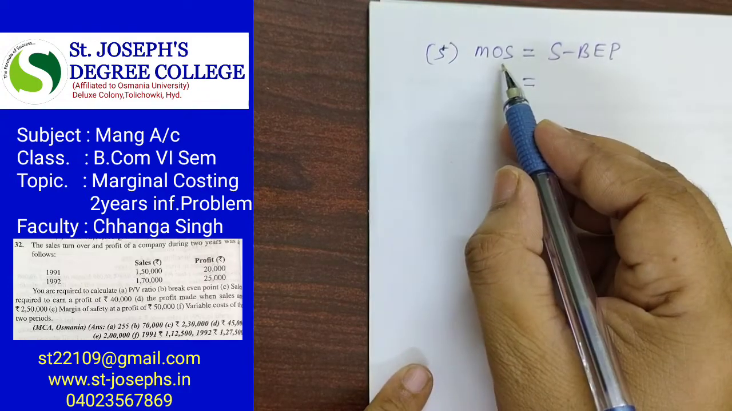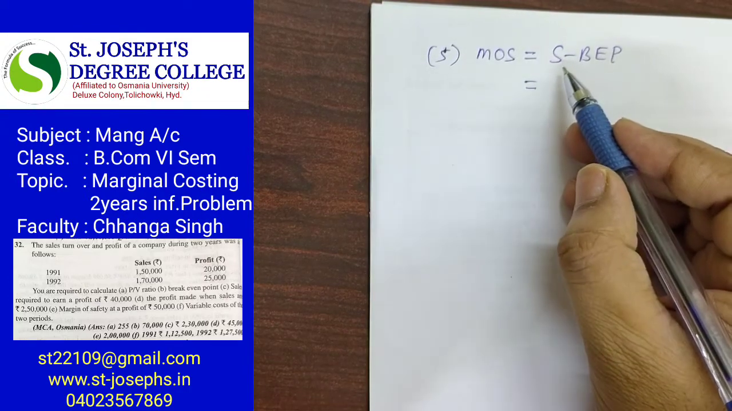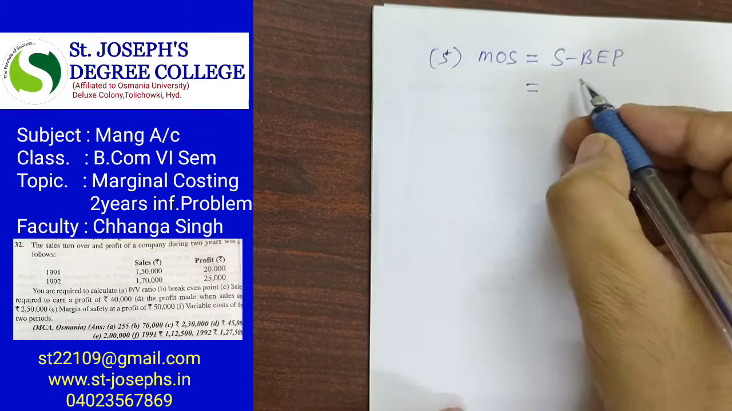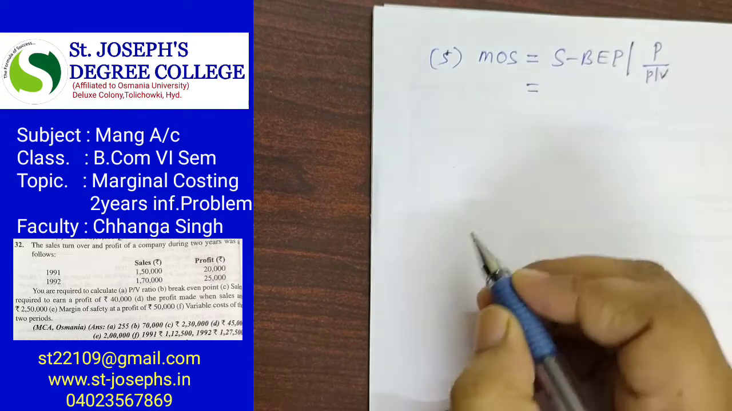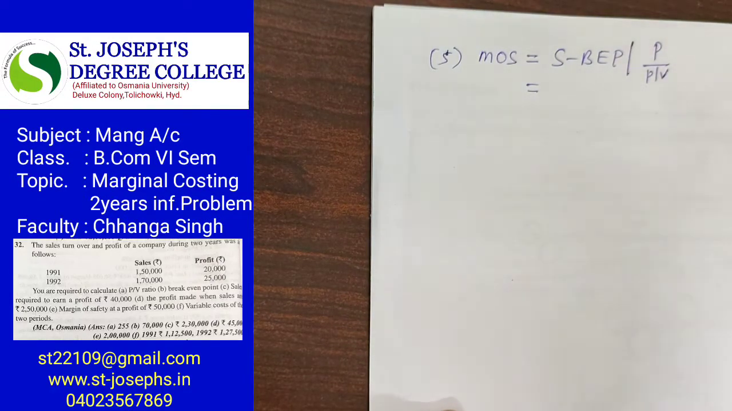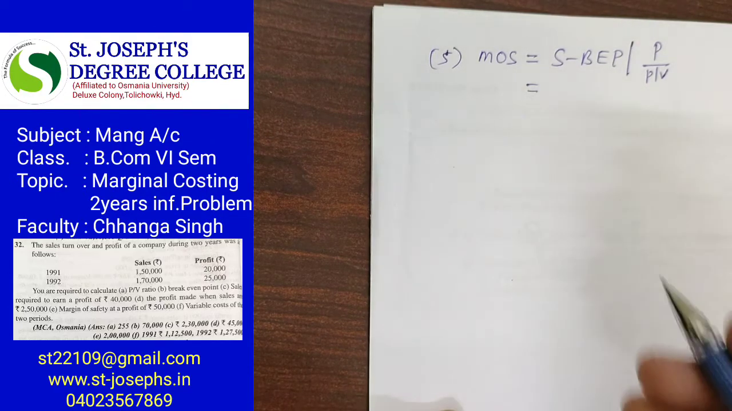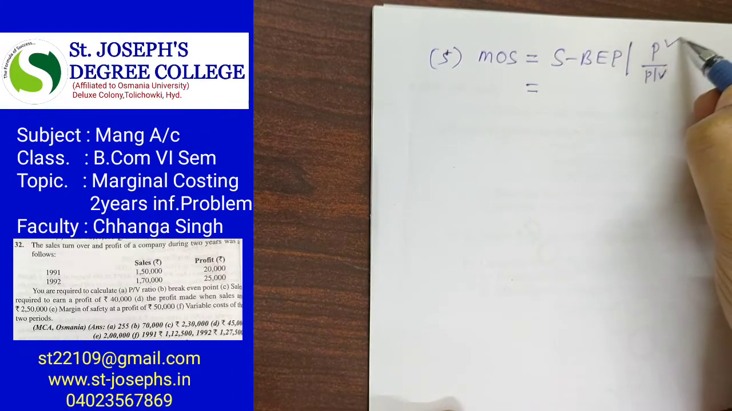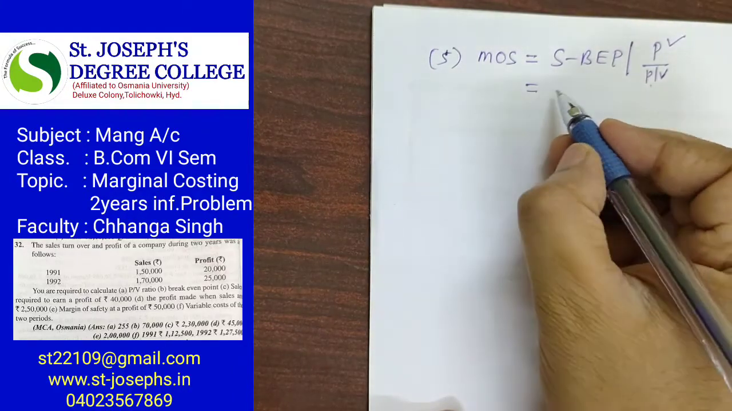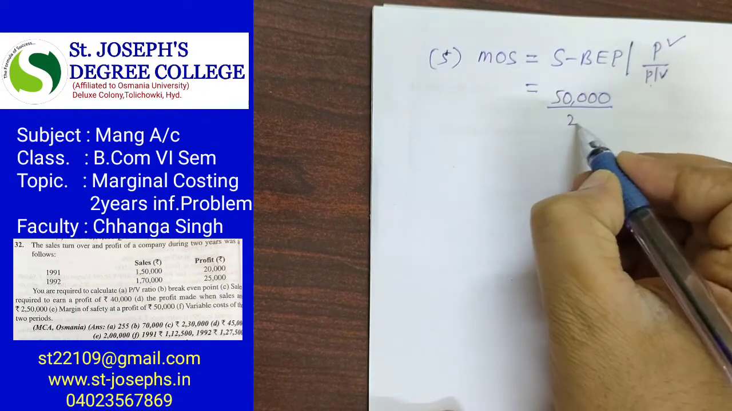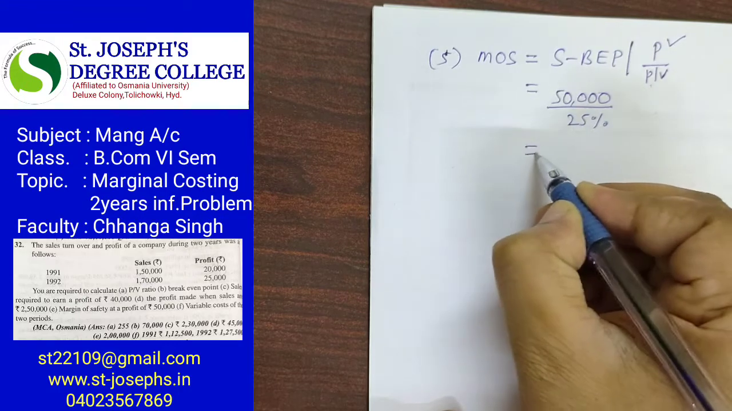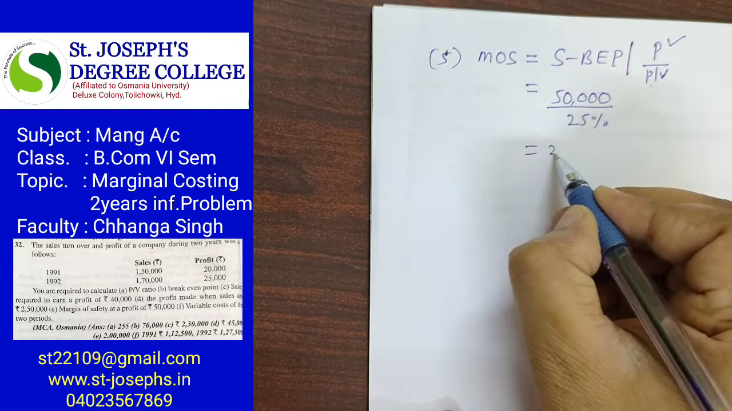Now margin of safety, that is very simple, sales minus BEP, but this time we have to follow the profit by PV ratio formula because profit is already mentioned. Profit is mentioned and margin of safety is being asked to calculate. So better to go for this formula, profit by PV ratio. Profit is 50,000, already mentioned. PV ratio is 25%. That is going to be 2 lakh rupees.